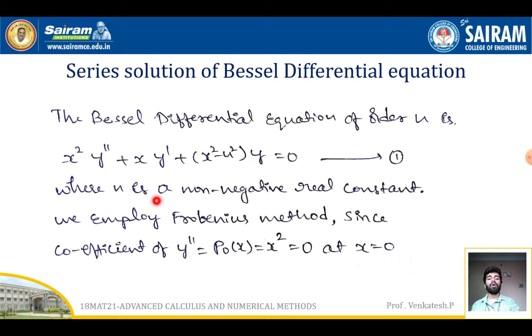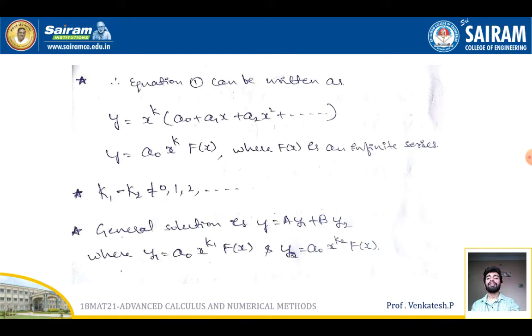Here n is a non-negative real constant. We employ the Frobenius method since the coefficient of y double dash, that is p naught of x, is not equal to 0 here.